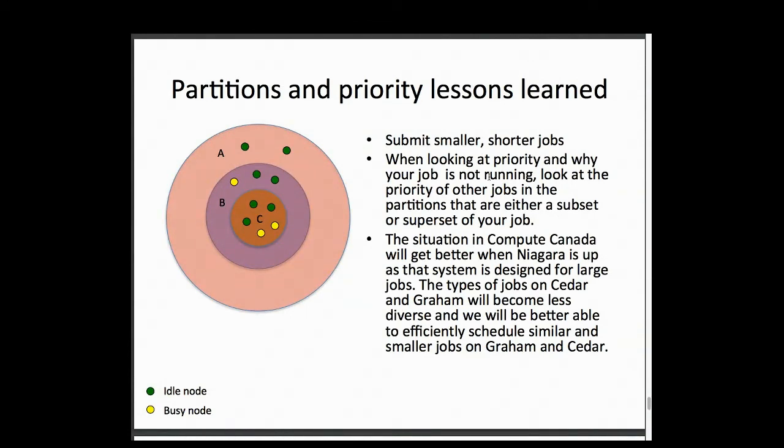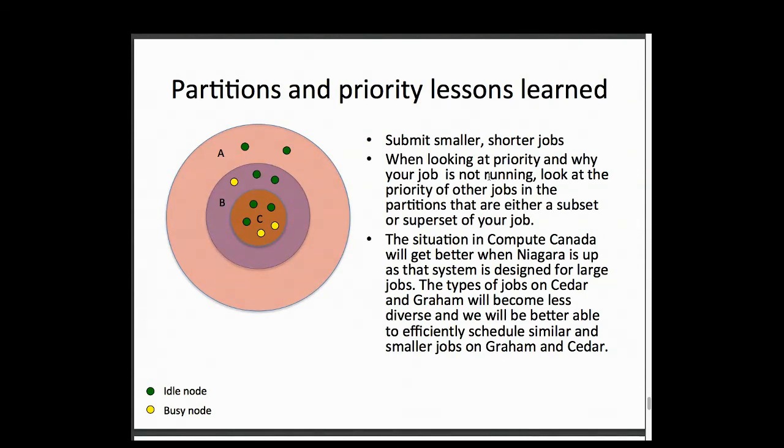Also, when you look at priority and why your job is not running, look at the priority of other jobs in the partitions that are either the subset or the superset of your jobs. So if you look at your partition and see that your job is the highest priority job in the partition, well, there may be other partitions that have the same subset of nodes, which have jobs in them that have higher priority than yours. So you have to look at jobs by partition and priority and know that these partitions are subsets of them.